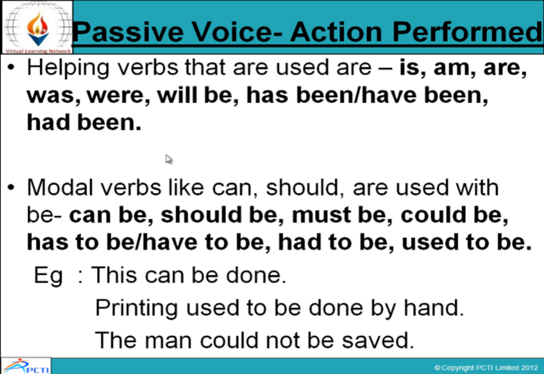The man could not be saved. Could be, could not be. Who could not save him? We have not mentioned. The rescue team could not save the man. Because if we want to say this in active voice, we have to have a performer. We have to have a subject. But in passive voice, we don't have to have the subject or the performer. We can indicate just the action. The man could not be saved.